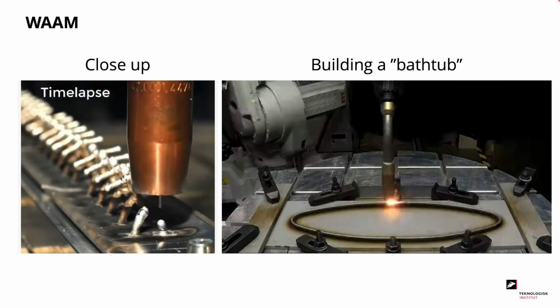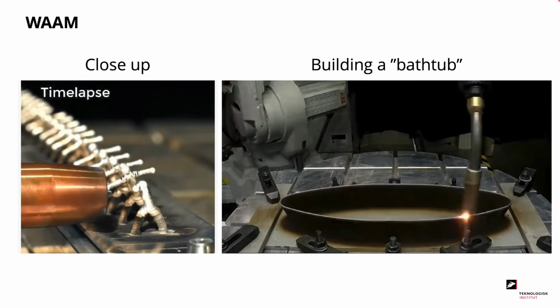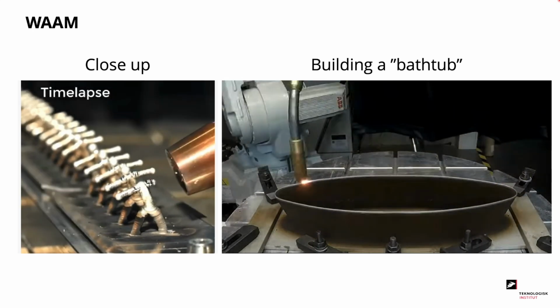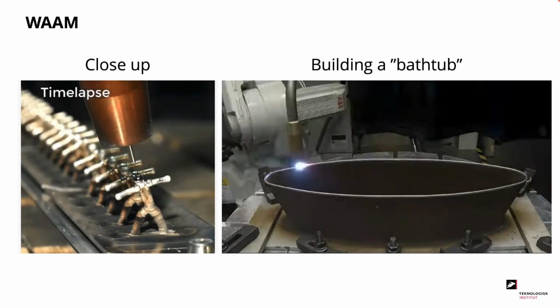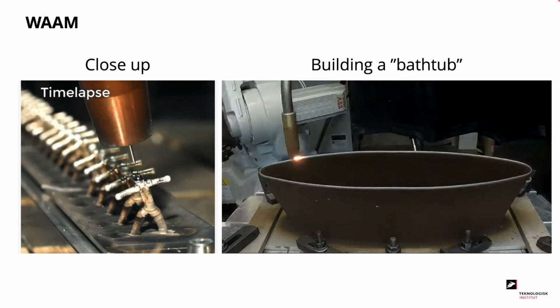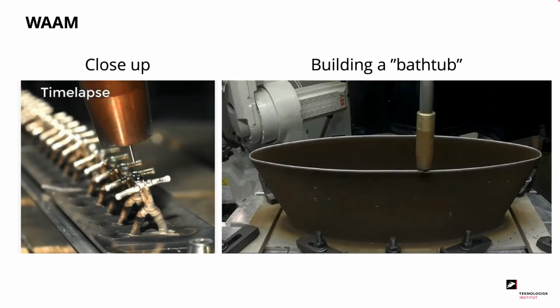Now let's have a look at the WAM process. To the left, we have a close-up of the manufacturing process, where we are depositing our wire through the nozzle. The arc is being formed between the part and the nozzle itself. To the right, we see how we can quickly build a bathtub shape. It is a big part being built in just about 4 hours.